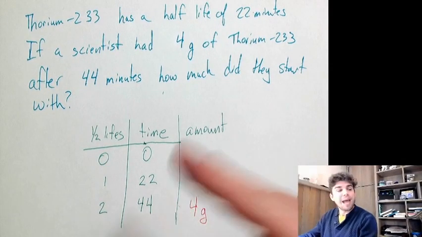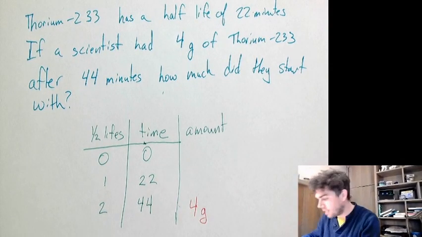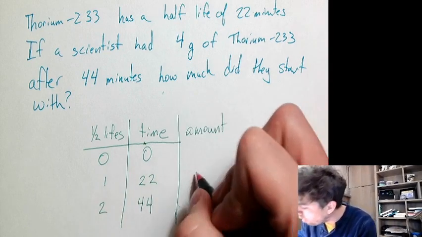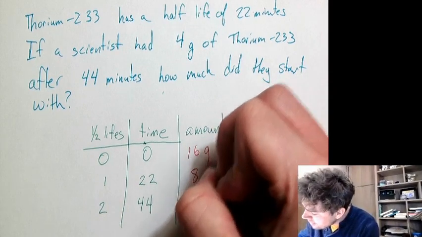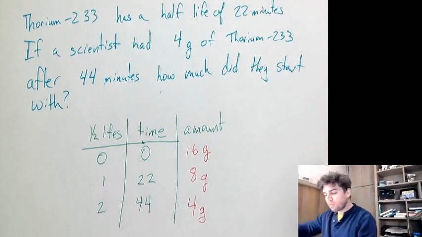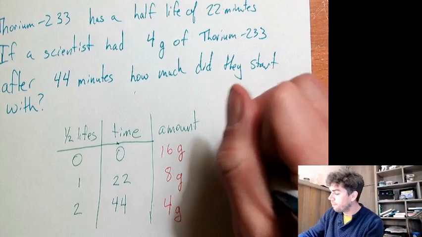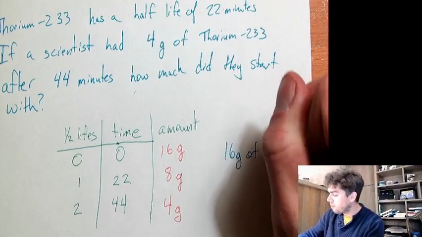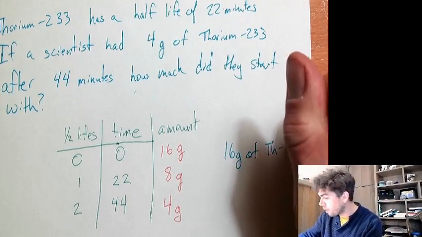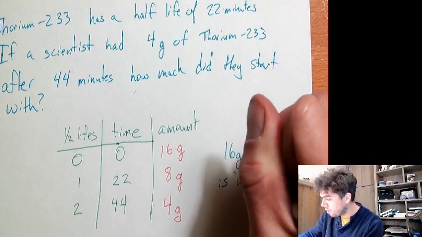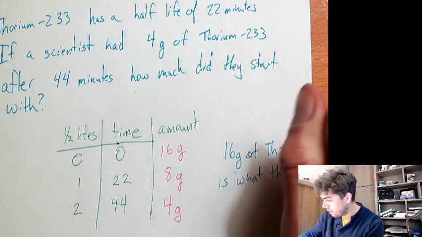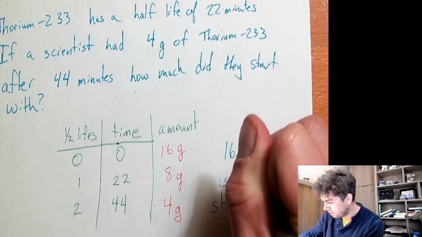Now it said here at the beginning, I ended with 4 grams. Since I'm going backwards, I need to double it every time. So I'm going to start off with 4. It was 8 at that time, and now it's 16 grams. So my final answer to this problem would be 16 grams of thorium-233 is what they started with.